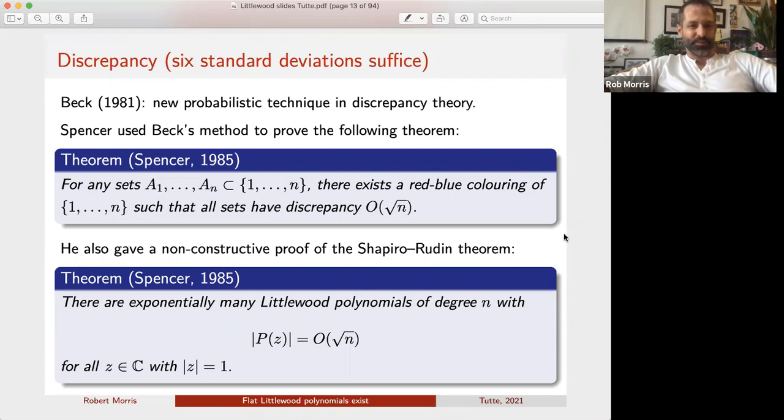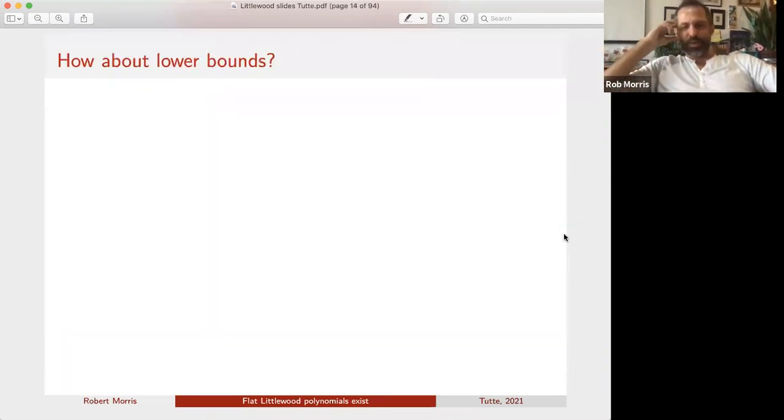I think Julian suggested this problem, and I think this is also what grabbed his attention. Okay, so upper bounds look like they're pretty good.